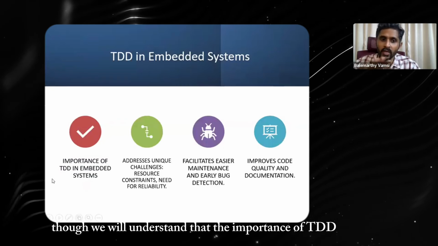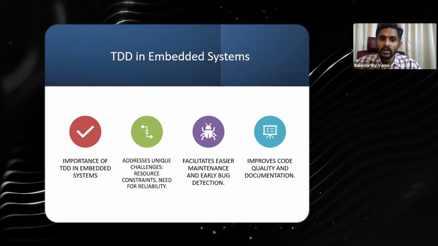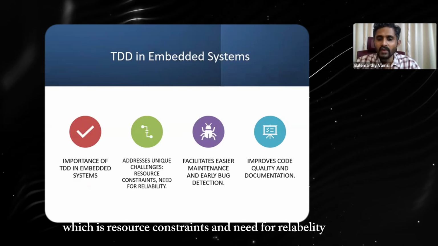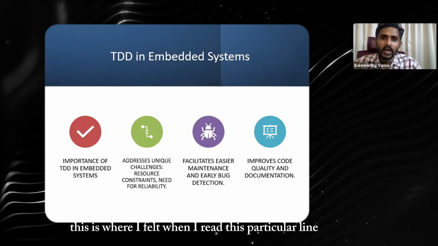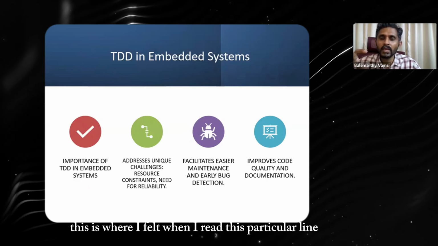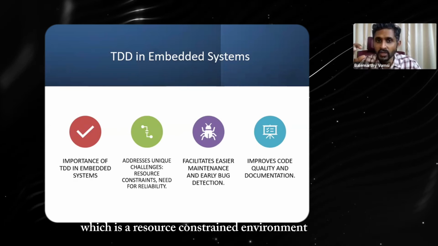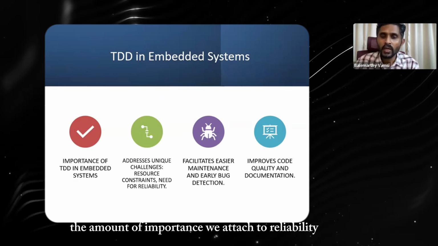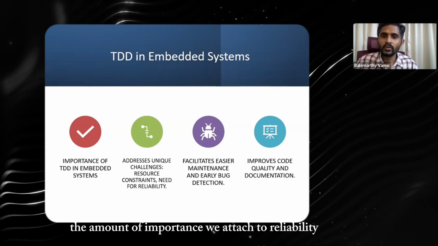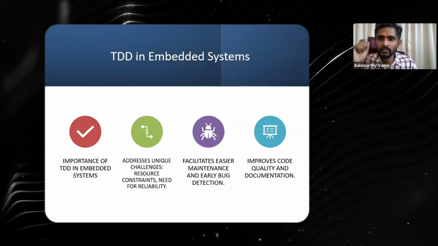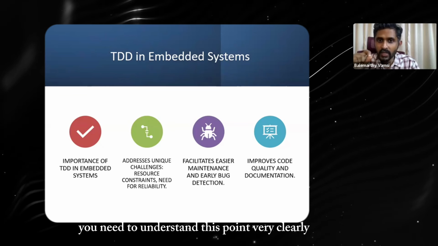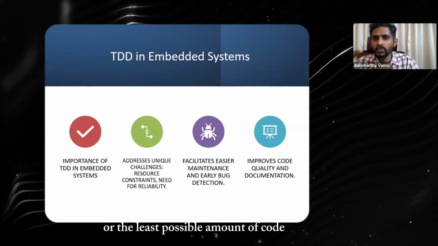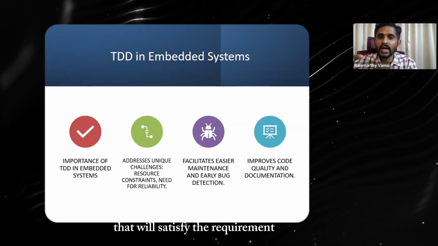So we will understand the importance of TDD in embedded systems, which addresses unique challenges: resource constraints and the need for reliability. This is where I felt, when I read this particular line, thinking about an embedded system, which is a resource constrained environment, and also the amount of importance we attach to reliability. You need to understand this point very clearly. I have a requirement. I am writing the minimum or the least possible amount of code that will satisfy the requirement.